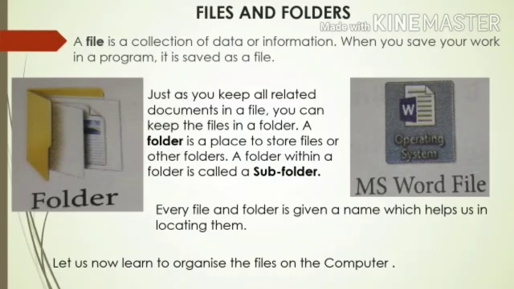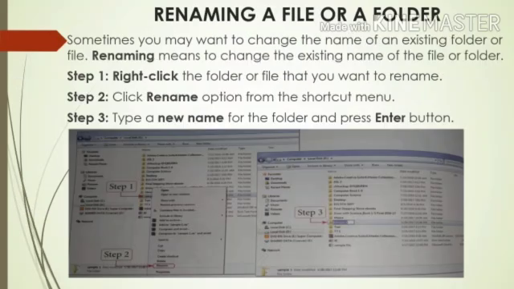Let us now learn to organize the files on the computer. Let's begin with renaming a file or a folder. In your previous classes, you have already learned how to create and save a file with an identifier name, but you might later want to rename your existing file or a folder. In order to do so, follow the given steps. Step 1. Right click the folder or file that you want to rename. Step 2. Click Rename option from the shortcut menu. Step 3. Type a new name for the folder and press Enter button.